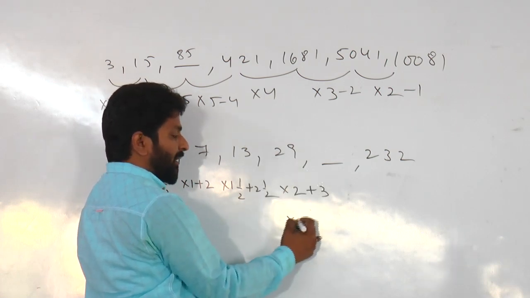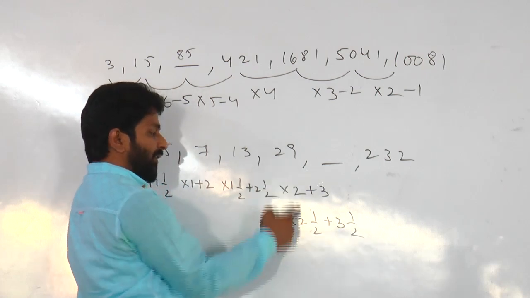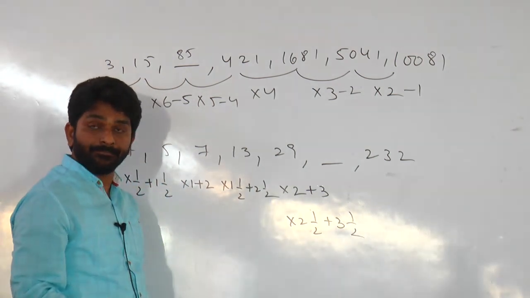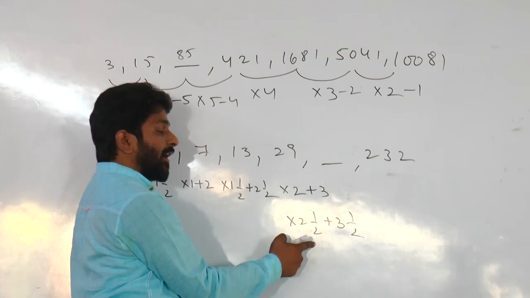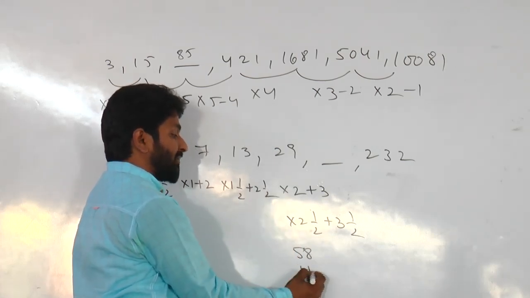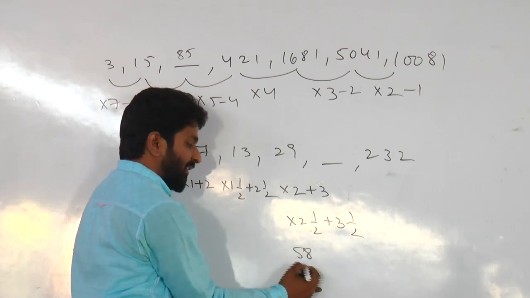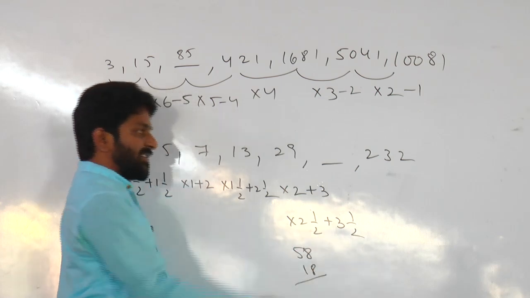So next number would be into 2 and half plus 3 and half. 29 2 times is 58. 29 halves is 14 and a half. 58 plus 14 and a half plus 3 and a half. Add 3 and a half to this number, this becomes 18. 58, 18, 76.